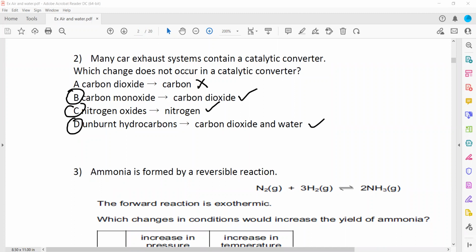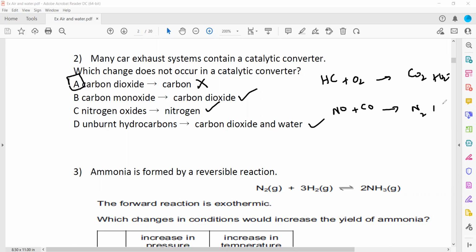So the question is, which does not take place? A, B, C and D take place, so which one does not? A is the right answer, that carbon dioxide is not converted, because in the catalytic converter the unburned hydrocarbon burns completely and gives off carbon dioxide and water. And oxides of nitrogen, such as nitrogen monoxide, convert into nitrogen gas, and carbon monoxide converts into carbon dioxide, and hydrocarbon produces water and carbon dioxide.